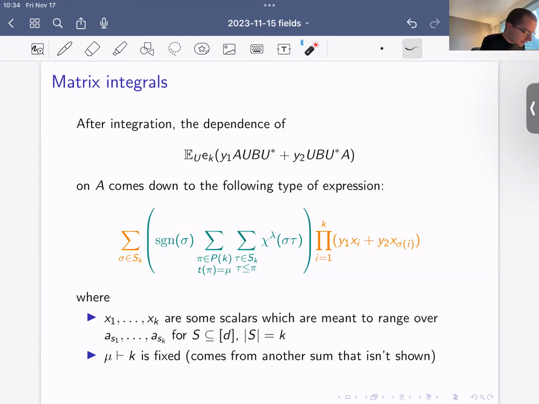So just some context for this sum is that these variables x are certain scalars. There's a bunch of sums on the outside, right? And so these xi's are meant to range over subsets of the diagonal entries of A. And then also there's a fixed integer partition mu, which is also coming from the outside sums. So this is kind of like fixed information for each copy of this expression that appears.